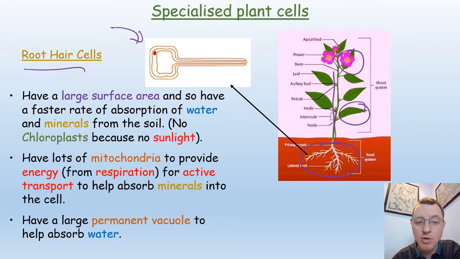You'll notice that there are no chloroplasts in this cell because there's no sunlight underneath the soil, so the plant won't waste any energy making chloroplasts, which would be useless in the root. Within the cell there is a large amount of mitochondria, which will provide energy from respiration, and the energy we use for active transport to help absorb those minerals from a low concentration in the soil into a high concentration within the root hair cell. The root hair cell also has a large permanent vacuole to help absorb and store water.